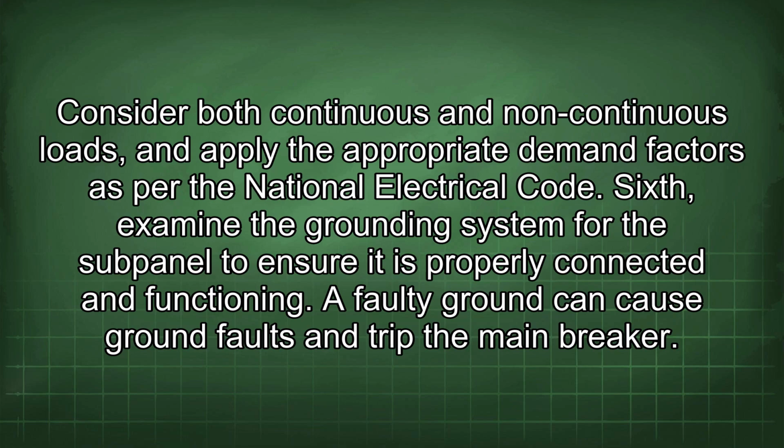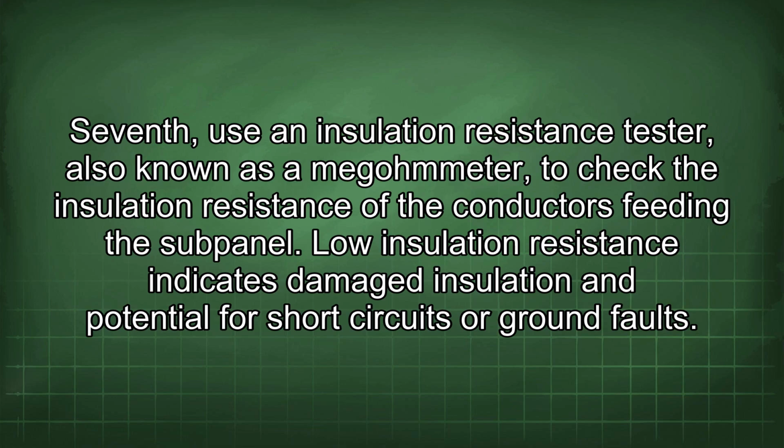Sixth, examine the grounding system for the subpanel to ensure it is properly connected and functioning. A faulty ground can cause ground faults and trip the main breaker. Seventh, use an insulation resistance tester, also known as a megohmmeter, to check the insulation resistance of the conductors feeding the subpanel. Lower insulation resistance indicates damaged insulation and potential for short circuits or ground faults.